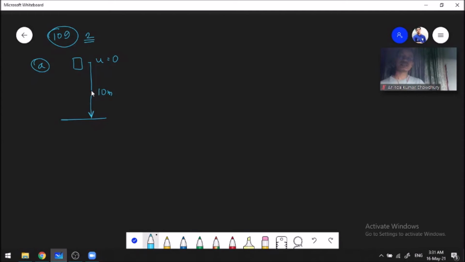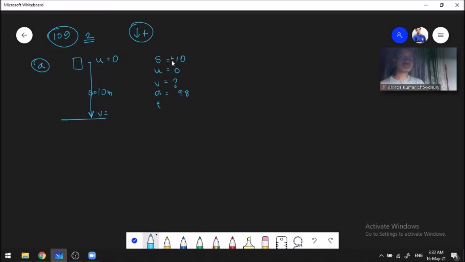So our S is 10. V we have to find out. But this is basically an SUVAT question. We know the S, our S is 10. Our U is 0. Our V we have to find out. And our A is 9.8. So we have taken the downward direction as positive in our SUVAT because everything is downward. The displacement is downward. The acceleration due to gravity is also downward. So we have taken the downward direction as positive.